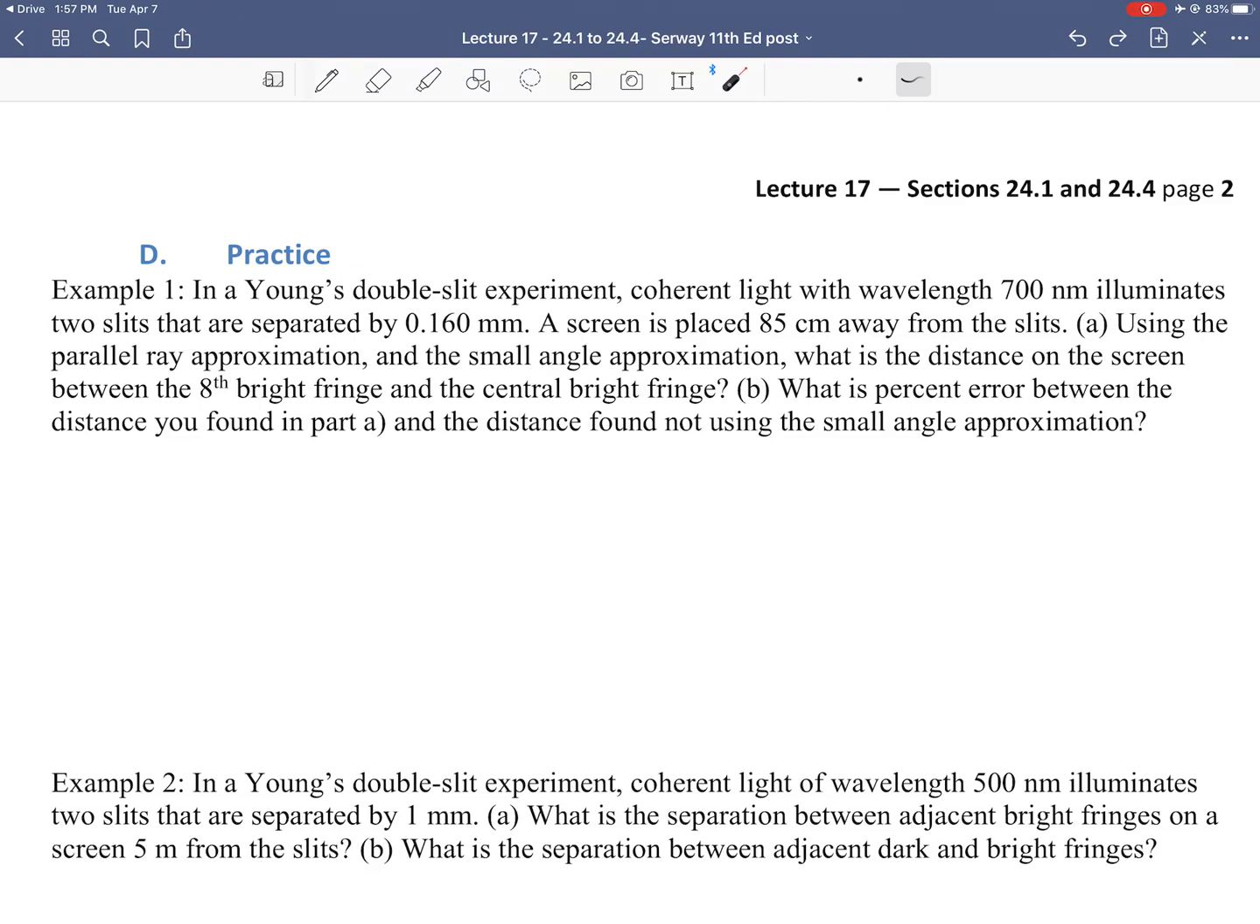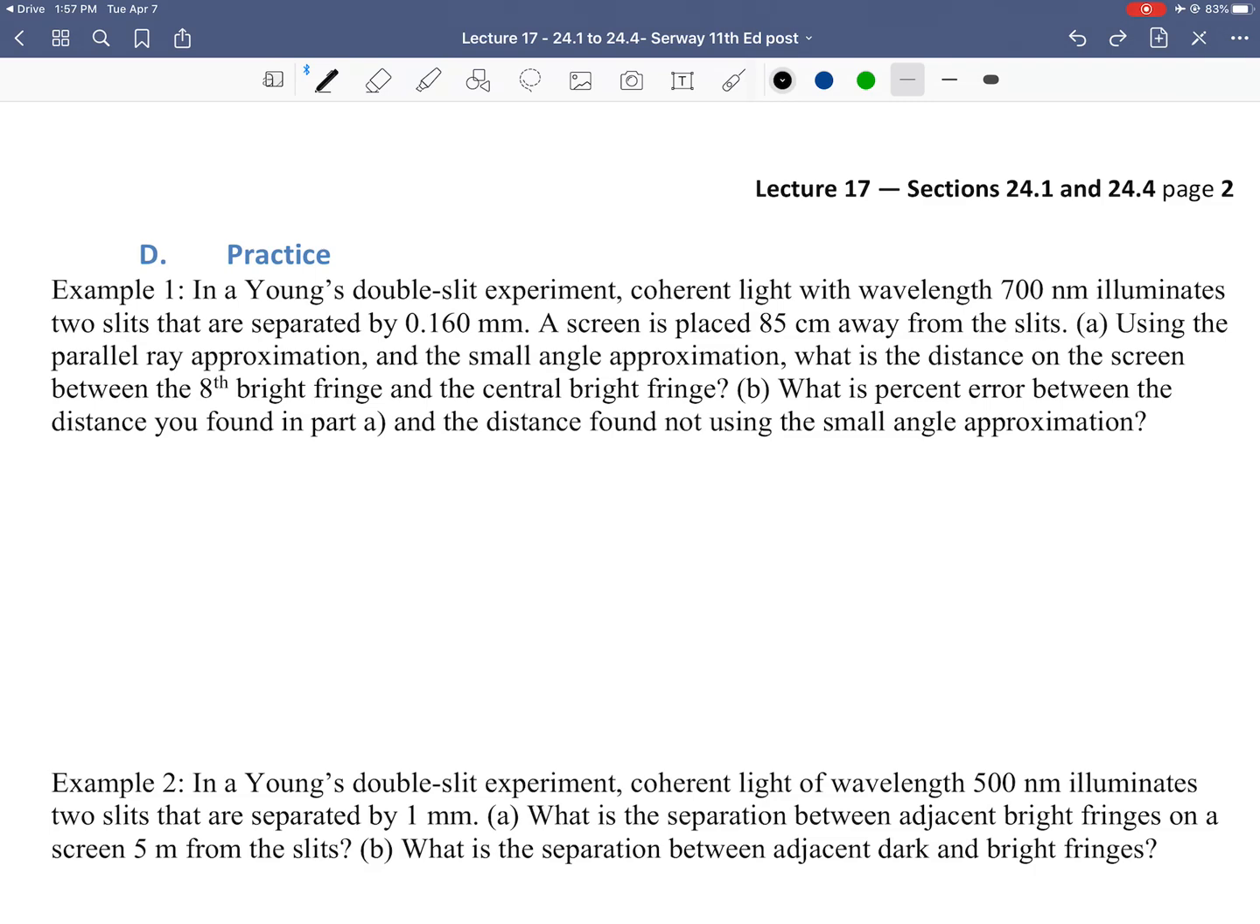What is the percent error between the distance you found in part A and the distance found not using the small angle approximation? All right, cool. Notice I don't ask for the difference not using the parallel ray approximation. I might make that next week's quiz.